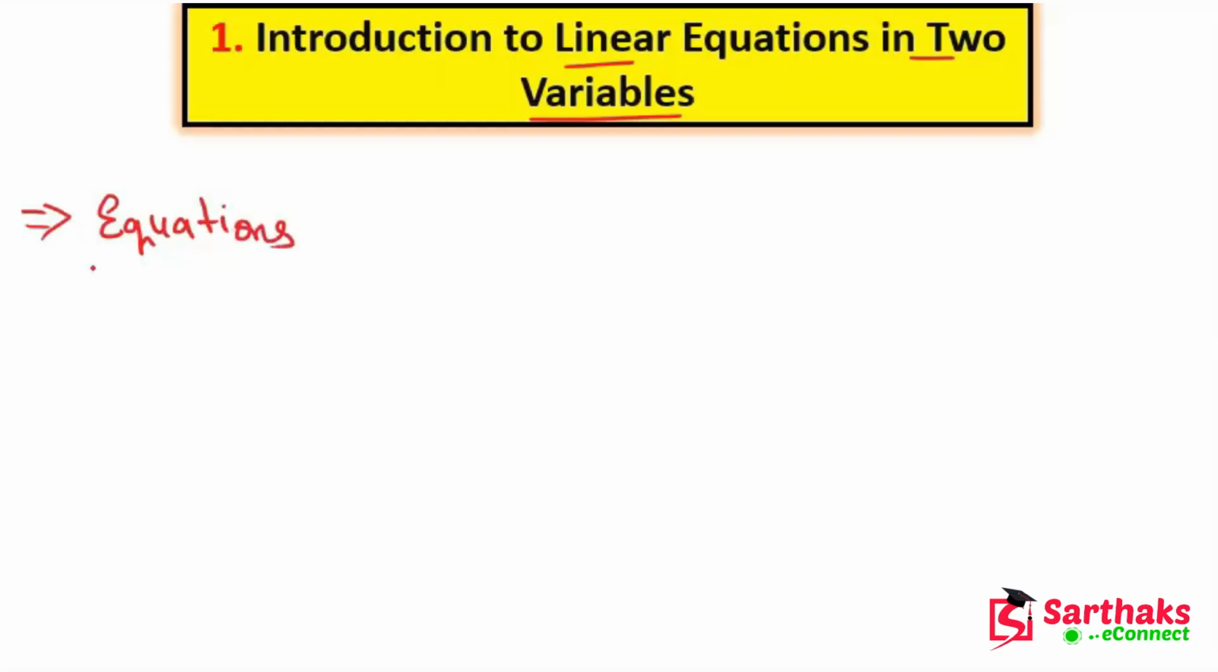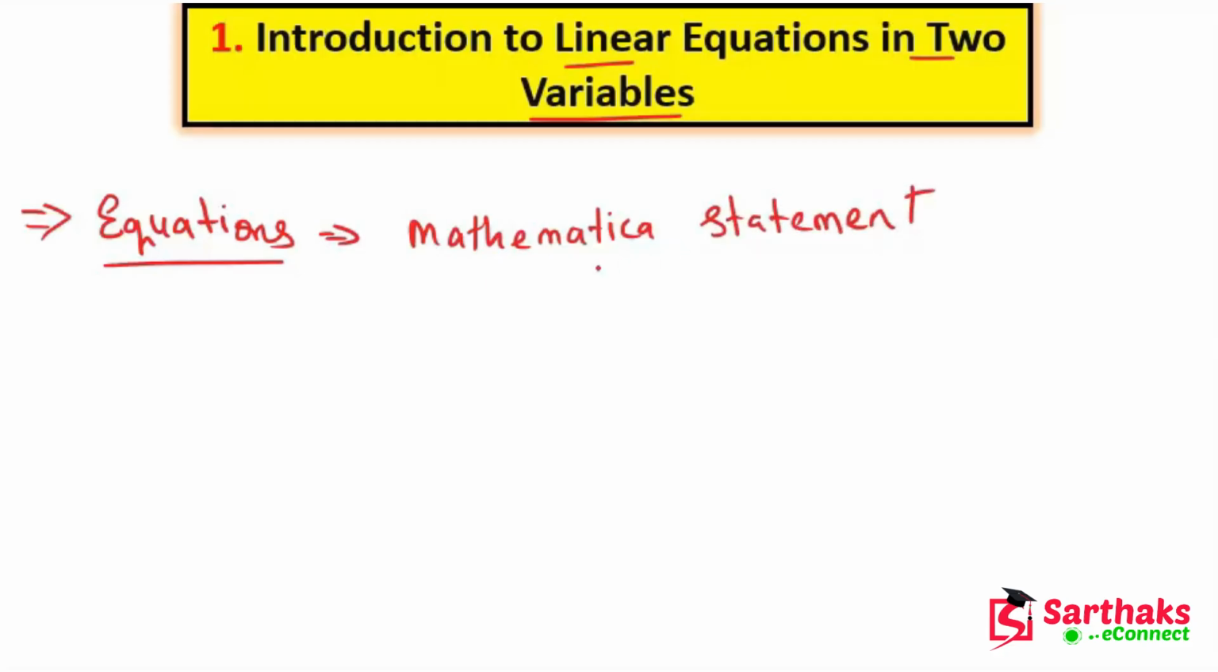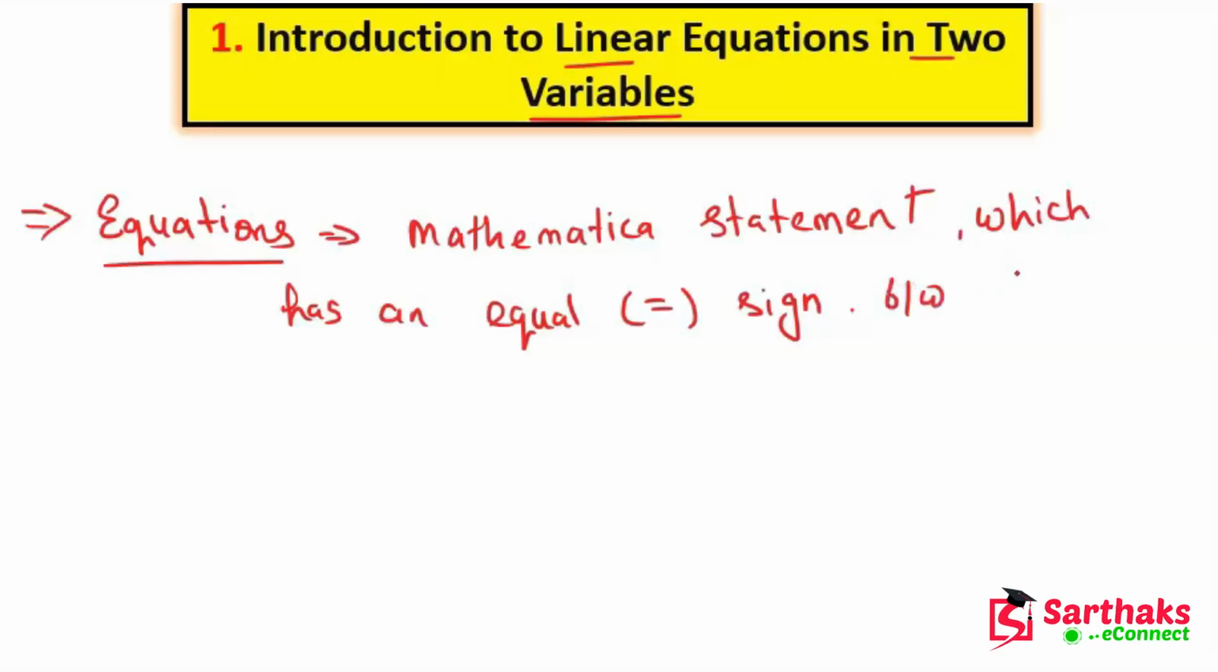What is an equation? An equation is a mathematical statement which has an equal sign between the algebraic expressions. Means it is a mathematical statement which has an equal sign, this sign, between the algebraic expressions. Now what is an algebraic expression?